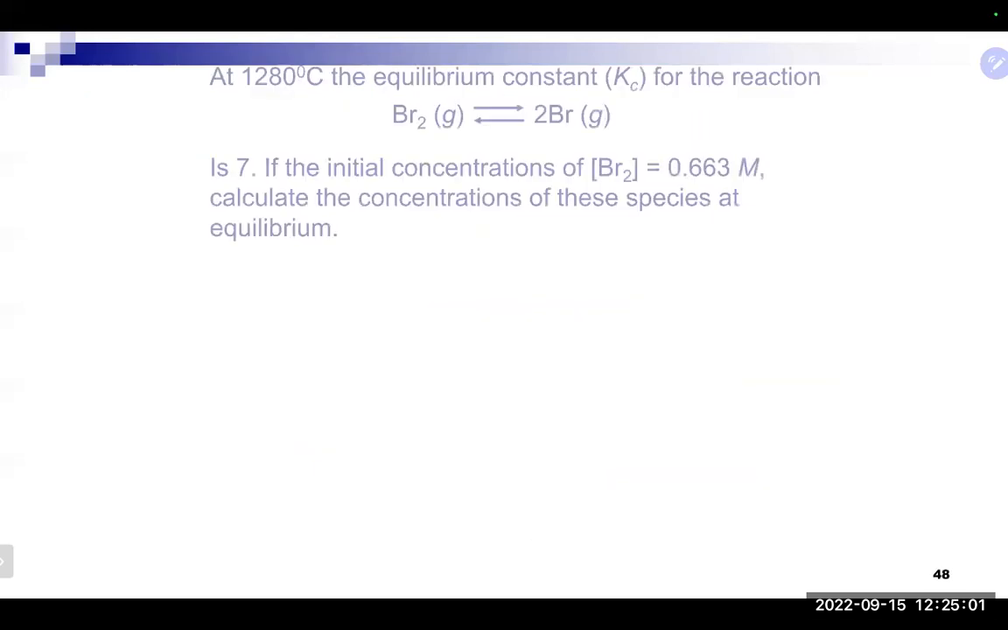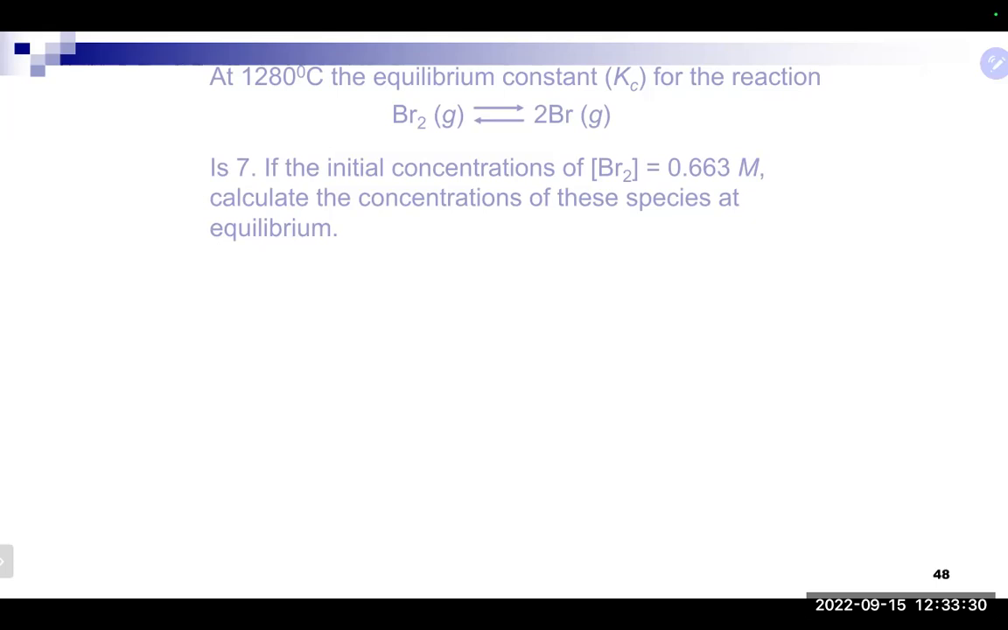So why don't we try a real one here with some numbers? There we go. Let's go with this one here. So why don't you take a few minutes here and see what you come up with. We got the reaction here, Br2 to 2Br. We have the K value is 7, and the initial concentration of Br2 is 0.663. We want to calculate the equilibrium concentrations of everybody here. So since we sort of demoed one just a second ago, follow that process. Let's see what you come up with. Let's kind of see how you're doing.